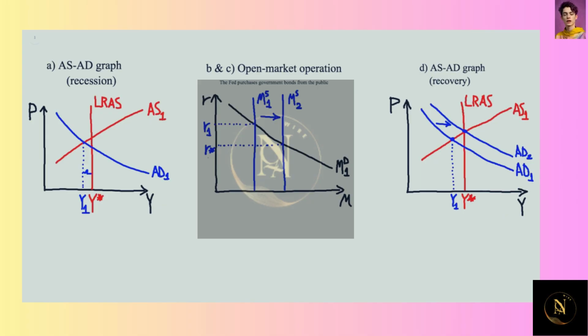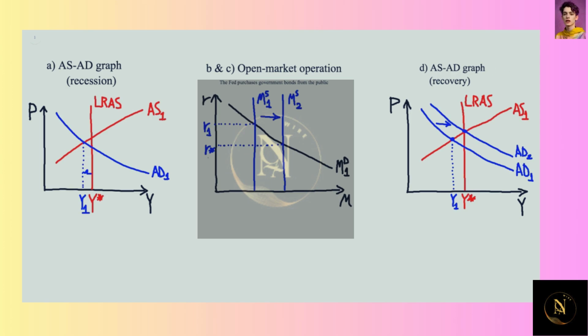All right, we're going to answer part B and C together since they're very closely related. We're being asked to identify an open market operation that would restore the economy to its natural rate and draw a graph of the money market to illustrate the effect of this open market operation.